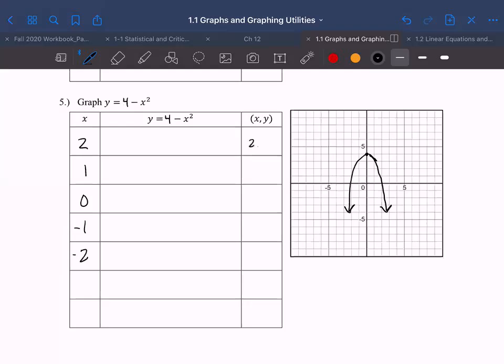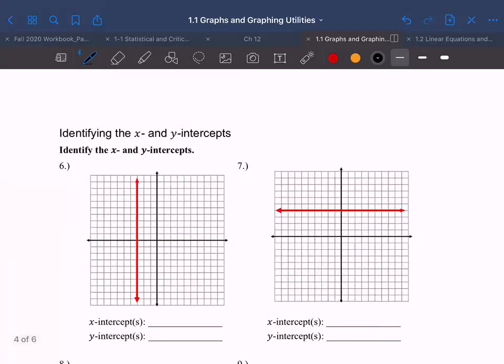So I think this would have been 2, 0. This would have been 1, 3. This would have been 0, 4. This would have been -1, 3, and this would have been -2, 0, like that. So hopefully if you tried those points, you got values like that, and you ended up with a graph like that. Okay, moving on to the next page.